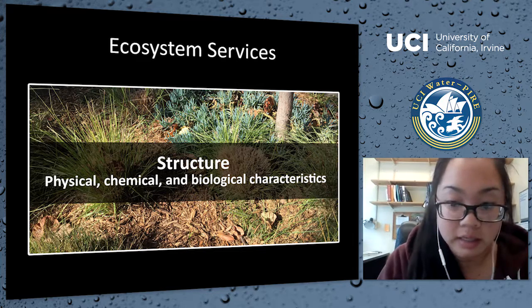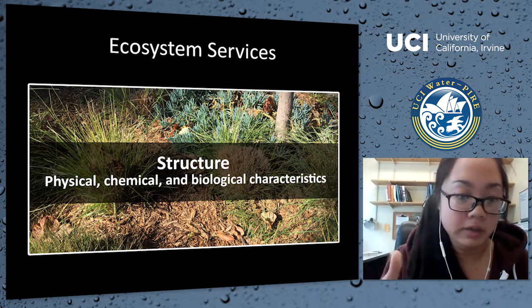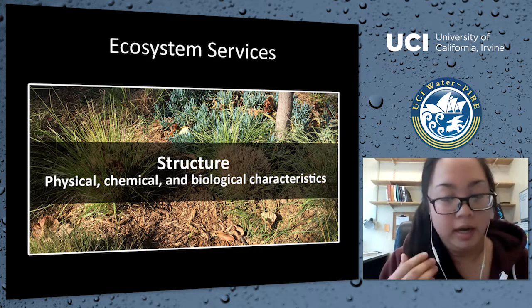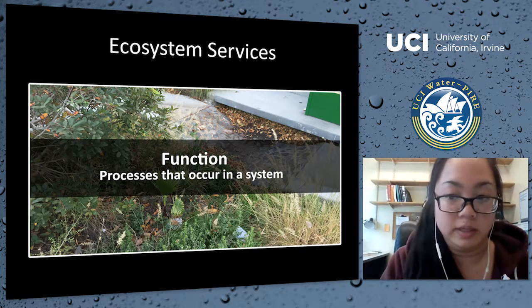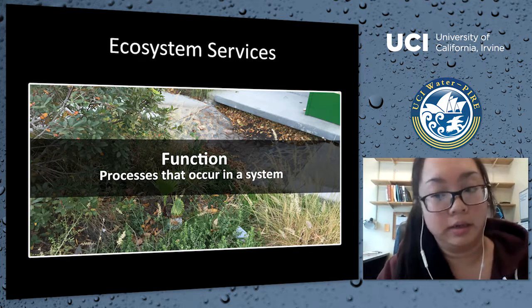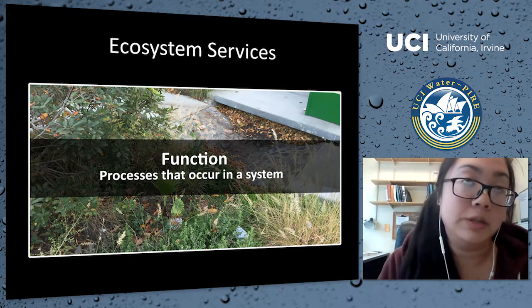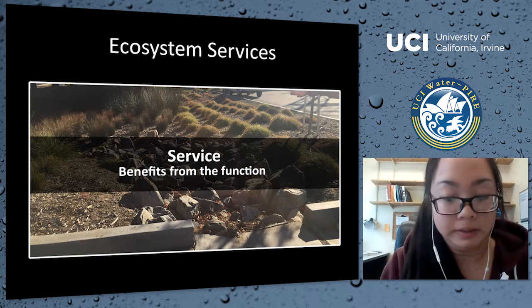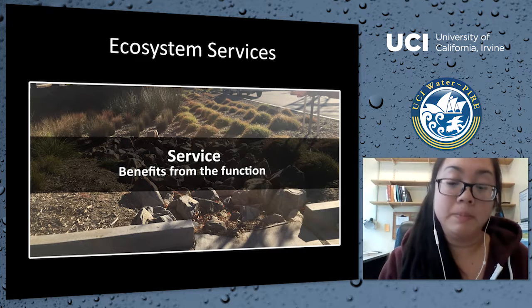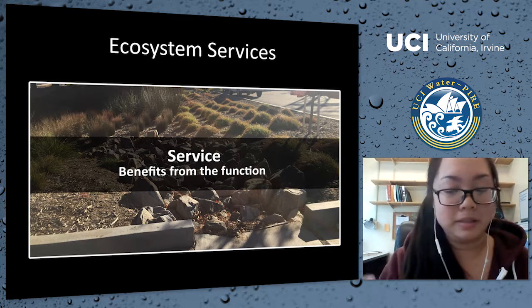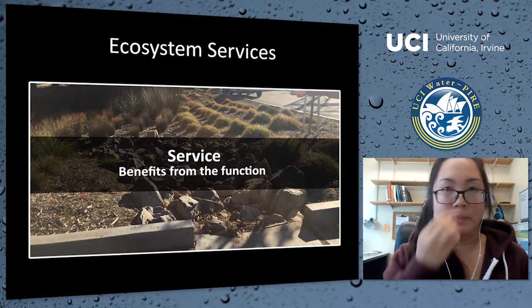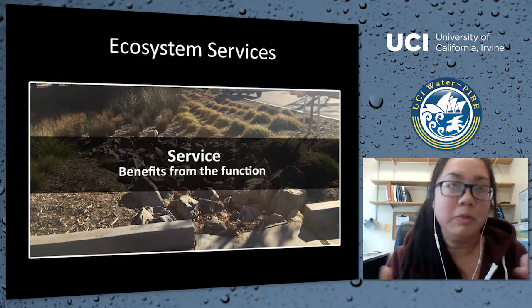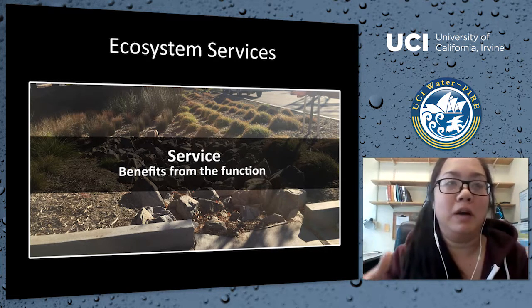So slide 6. Ecosystems have structure, which is the physical, chemical, and biological characteristics in the system. And this structure supports function, which is on the next slide, which is just the processes that occur in each system. And then the benefits that we derive from these functions on the next slide are what we call services. It might be a little bit weird to think about man-made biofilters as an ecosystem, but if we think about what an ecosystem is very generally, just abiotic and biotic factors interacting, a biofilter would pretty much fall under that umbrella.